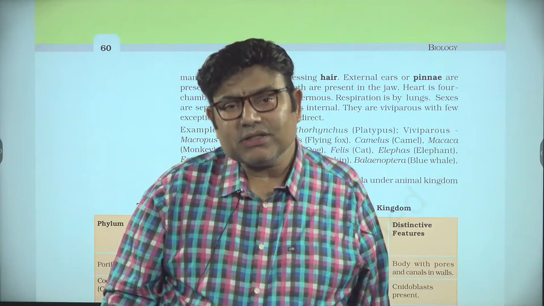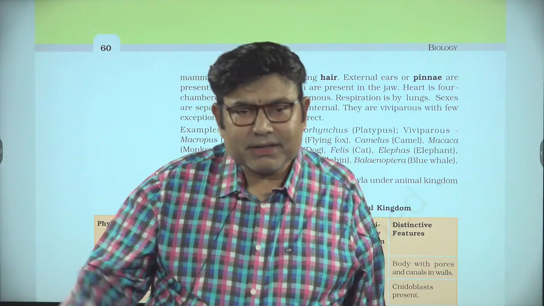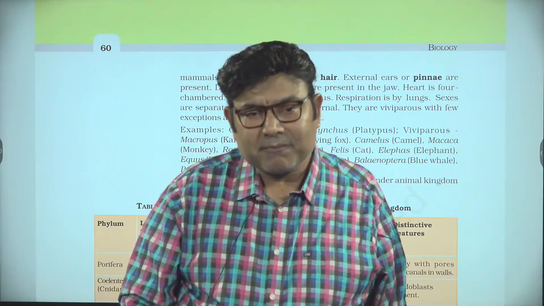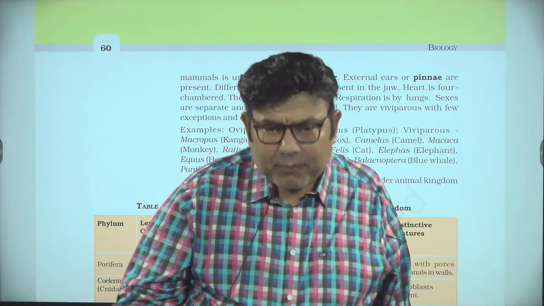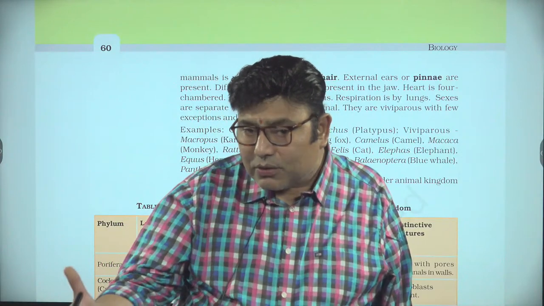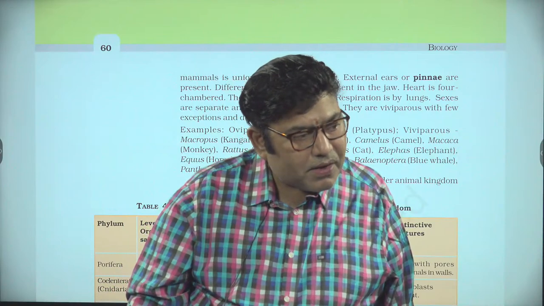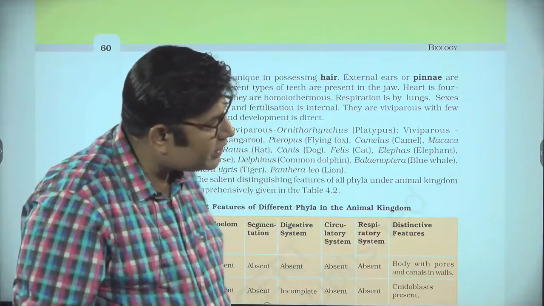And they are the poisonous snakes. Python, the name is Python. But Python is a non-poisonous snake. What about the sea vipers or the sea snakes? Are they poisonous or non-poisonous? Sea snakes, ocean snakes, they are poisonous. Very good. They are poisonous, beta.